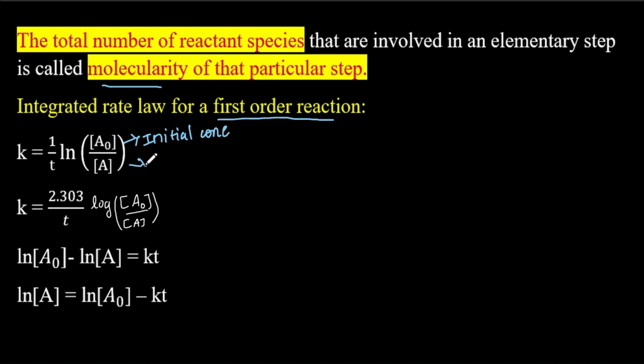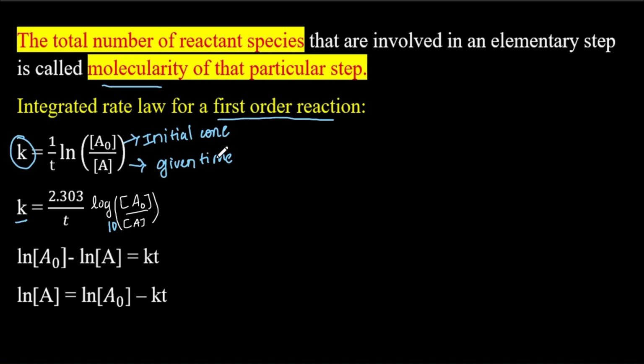Then the concentration of A is the concentration at a given time. So it is actually a derivation. From the derivation we have got the rate constant for the first order reaction. Then you have to convert this natural logarithm into log to the base 10. For that you have to multiply by 2.303. So the rate constant of the first order reaction is equal to 2.303 divided by t log to the base 10 of concentration of A naught divided by concentration of A.